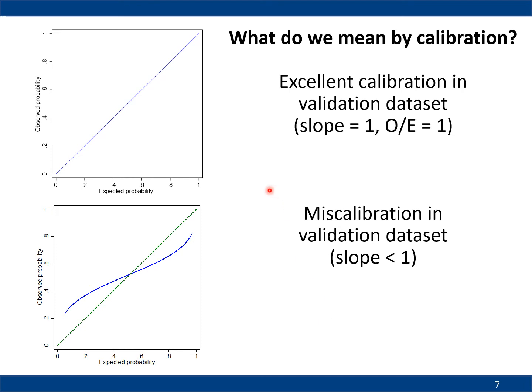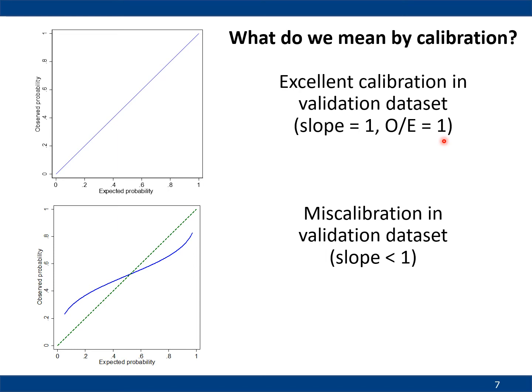Calibration is the agreement between the expected risk based on the model, the predicted or estimated risk, against the observed risk in the validation dataset. So an excellent calibration would have a 45 degree line here, where the slope of the calibration line is equal to 1, and the overall risk predicted from the model and the observed risk in the validation dataset agree, such that the observed over expected risks equal 1 overall.